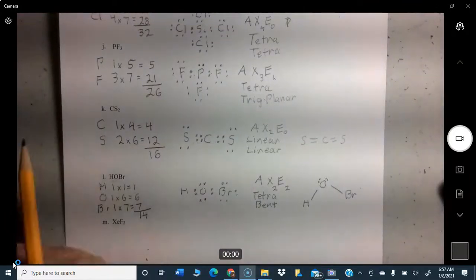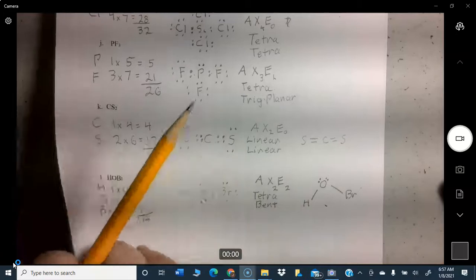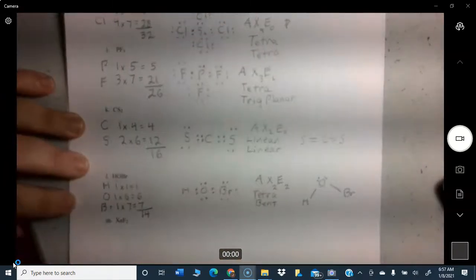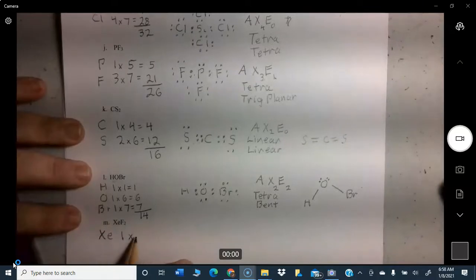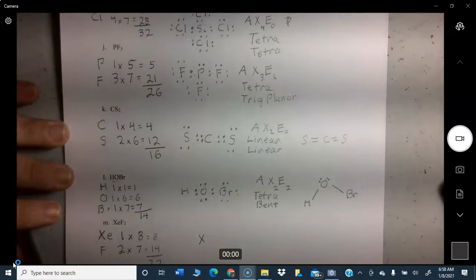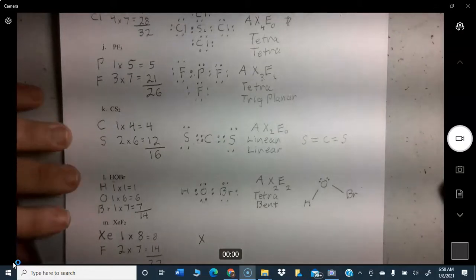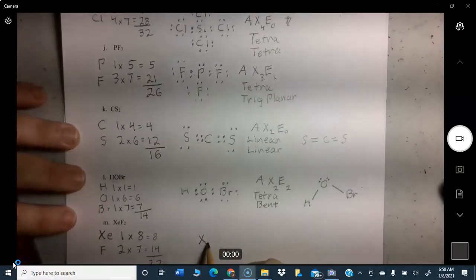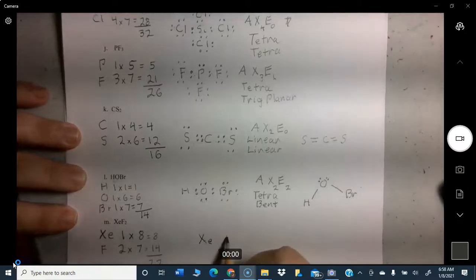All right, one more. I actually want to do 2 more. Okay, so we're going to do this one. Okay, so it's xenon, excuse me, xenon difluoride. I'm going to draw it like this.